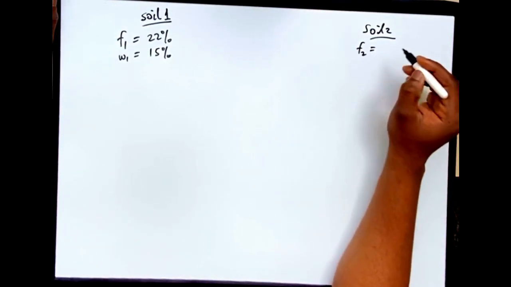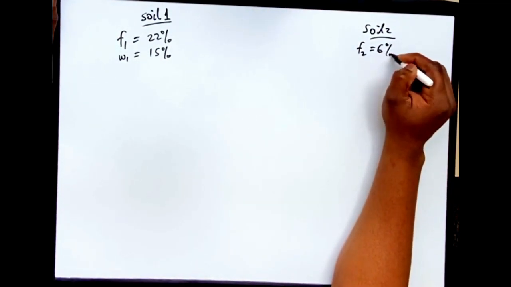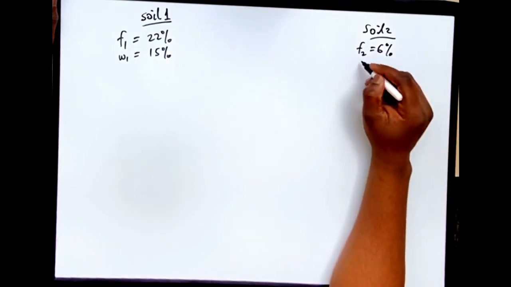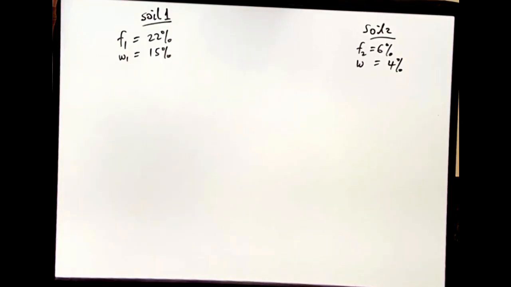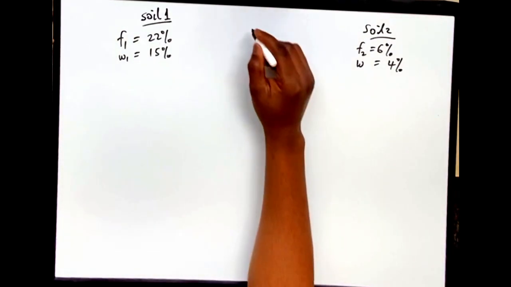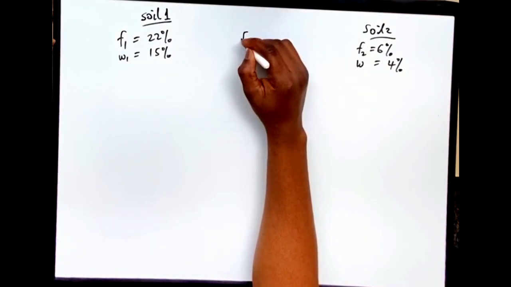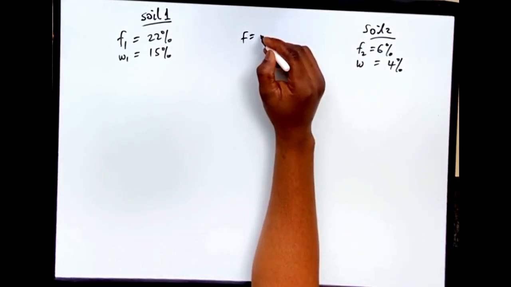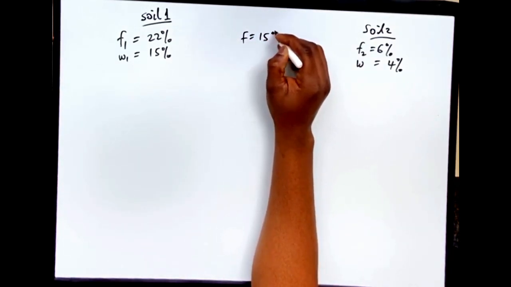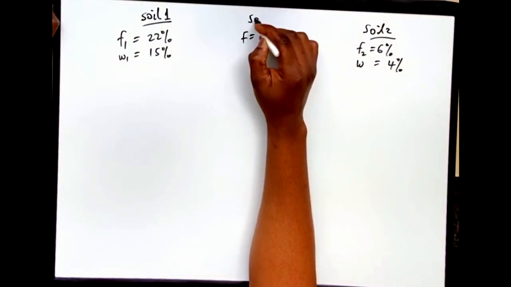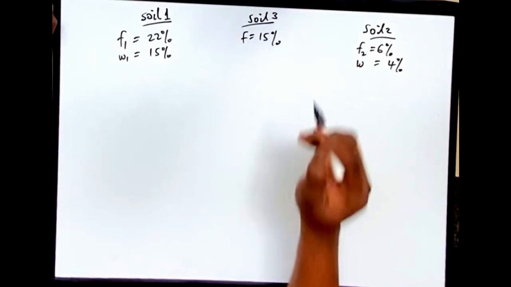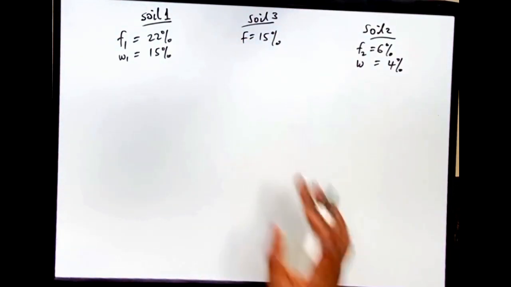has a fines content of 6%, and a moisture content of only 4%, right? So your first trial is you want to see if you only reduce this fines to about 15%. If after mixing you're able to achieve 15% fines, will that give you enough strength gain? So let's say that mixed soil, let's call it soil 3, will have a fines content of 15%.